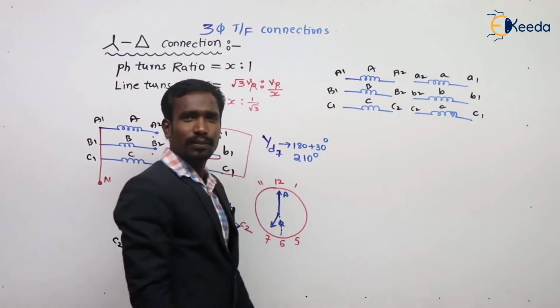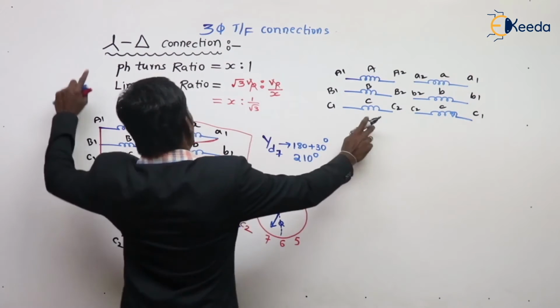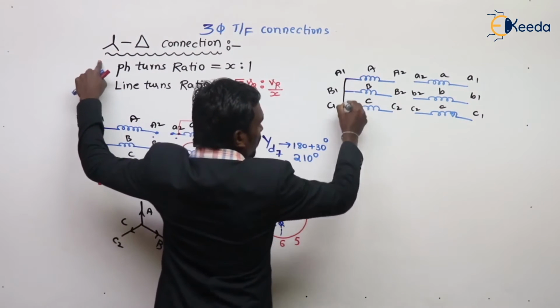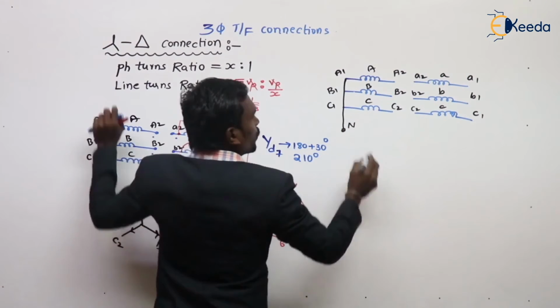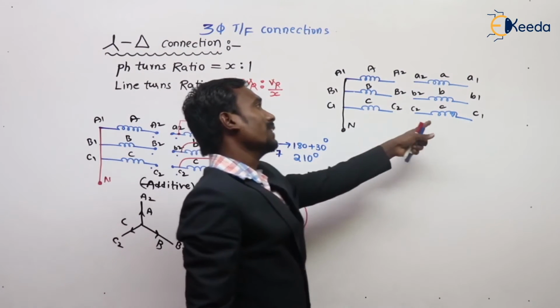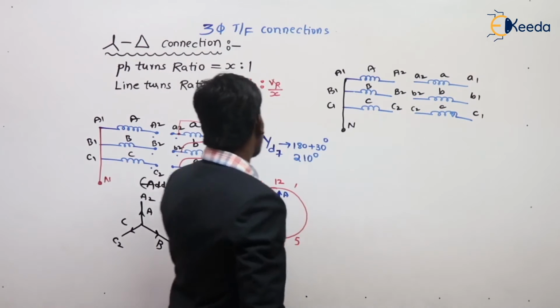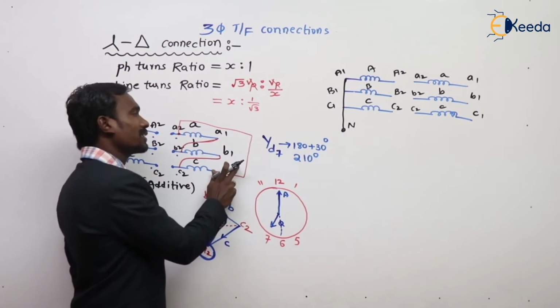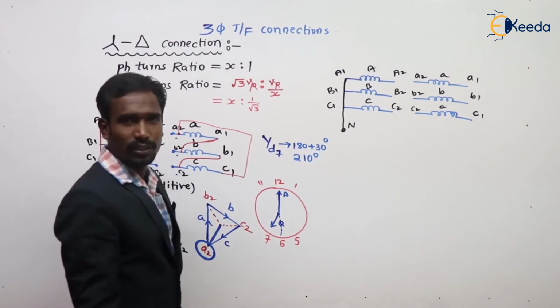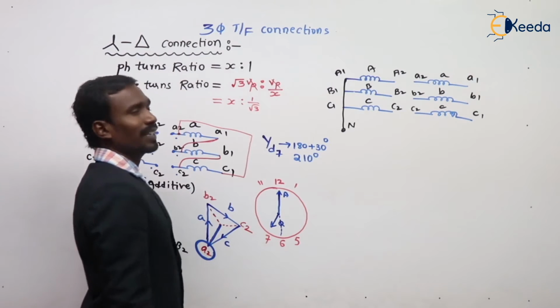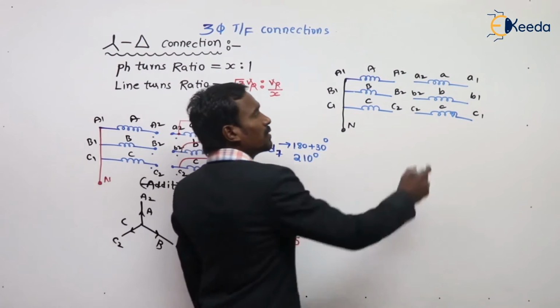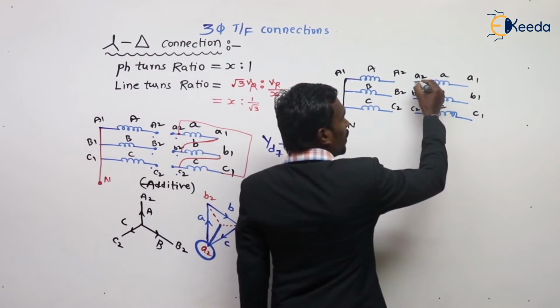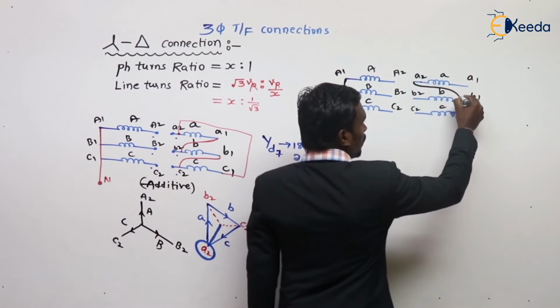It's a general thing. The first one is the star. This is a star with neutral. The second one is the delta. The normal delta connection is completed. Now the modified connection. In this modified connection, how can we draw the delta? You know how we can draw the delta like this.